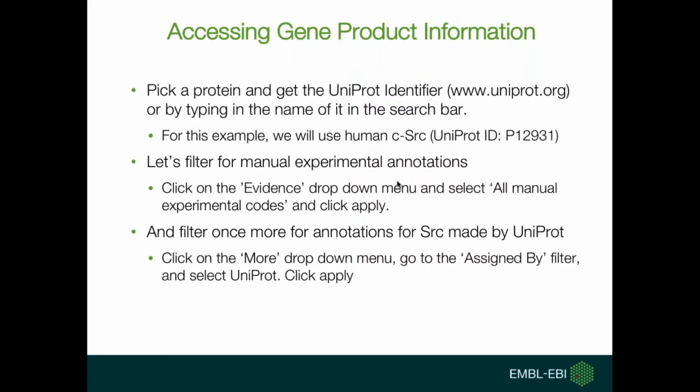So why don't we go ahead and follow these instructions, which is to take that UniProt identifier, put it into the search bar, and then walk through the steps to get to the annotations for it. I'm going to want to filter for manual experimental annotations, and I'll explain what these are in a second, and filter once more for annotations made by UniProt. I'm only interested in UniProt annotations for this example.